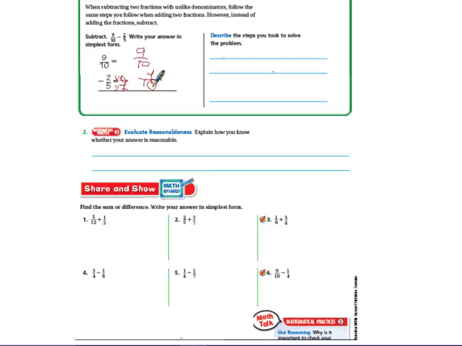Now I've got a common denominator, I can just subtract. 9/10 take away 4/10 equals 5/10, which I also know is equivalent to 1/2. And if you ask how I simplified that, I divided them both by 5. 5 divided by 5 equals 1, and 10 divided by 5 equals 2.